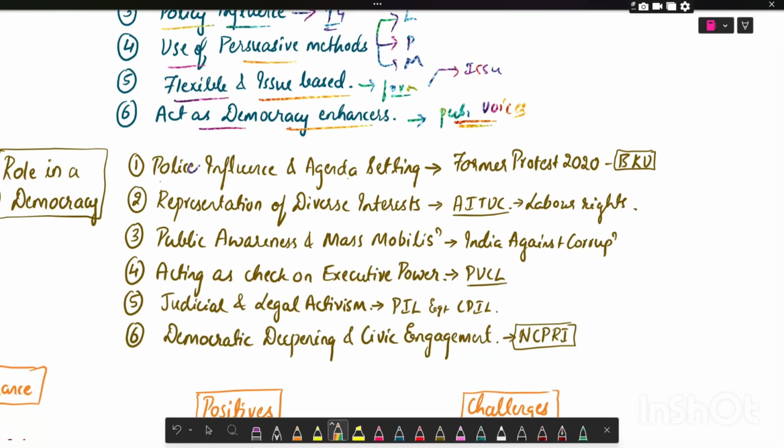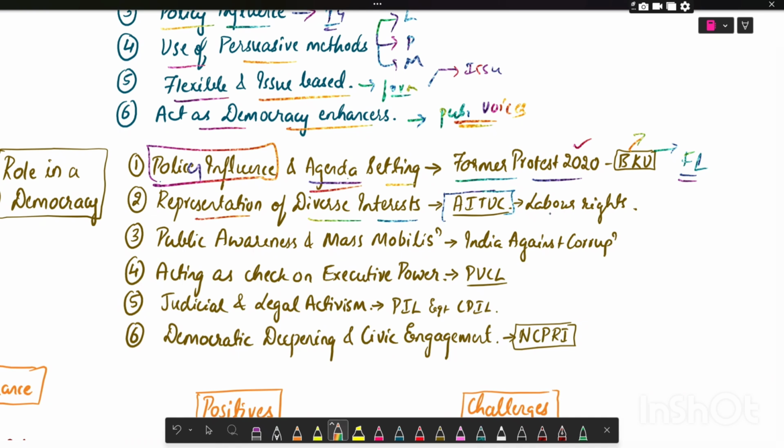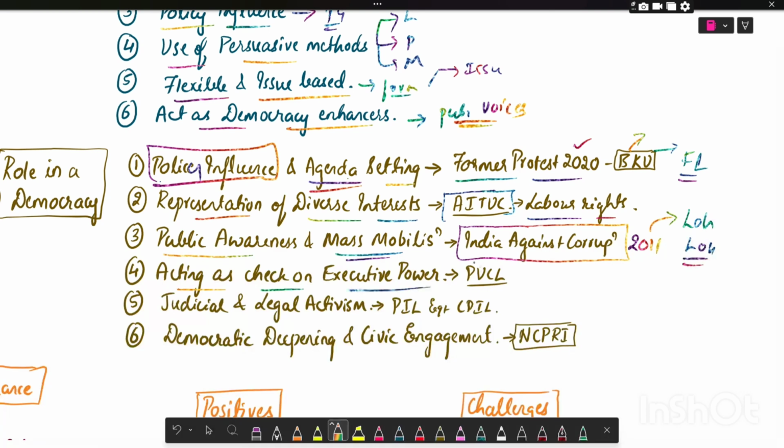As I said before, policy influence is a core feature of pressure groups, and they set an agenda. For example, the farmer protest of 2020, where Bharatiya Kisan Union played an important role in influencing the government to repeal the farm laws. They represent diverse interests. For example, All India Trade Union Congress represented labor rights. They provide public awareness and mass mobilization. For example, the India Against Corruption campaign in 2011 played an important role in getting the Lokpal and Lokayukta Act passed, and they act as a check on executive power. For example, People's Union for Civil Liberties raises concern about misuse of UAPA, the Unlawful Activities Prevention Act.